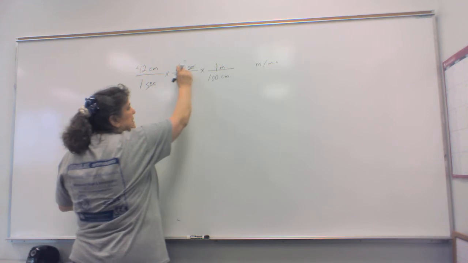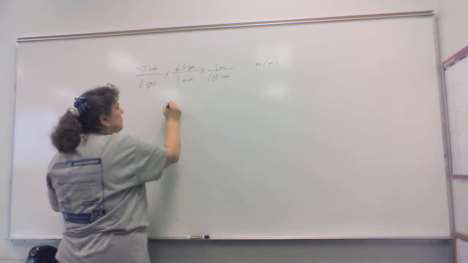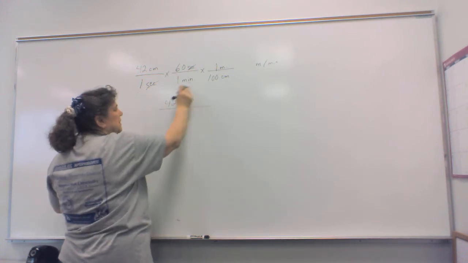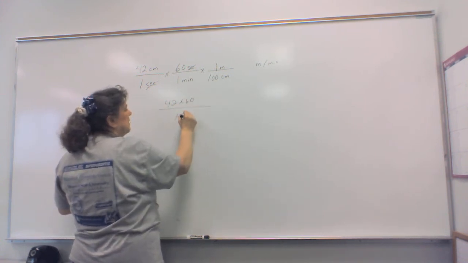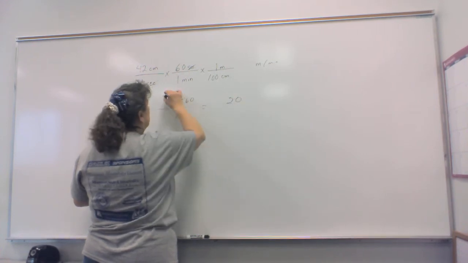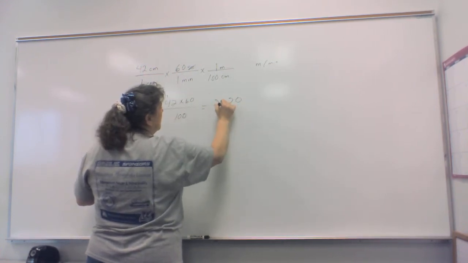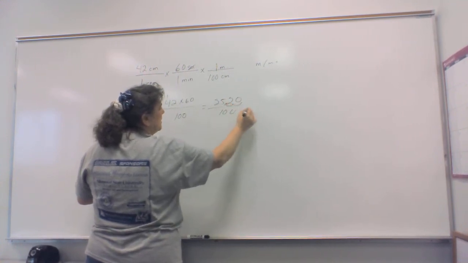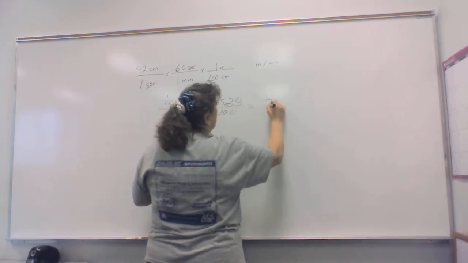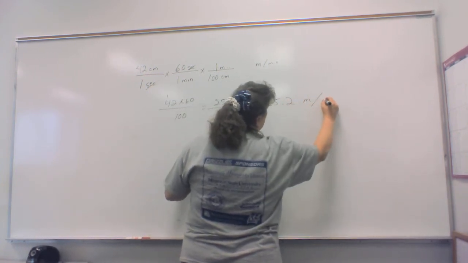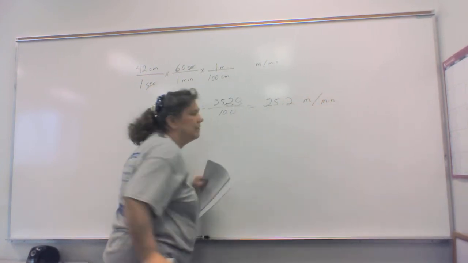You multiply straight across on top, so you'd have 42 times 60. You multiply straight across on the bottom, which is divided by 100. That's going to be 2,520 divided by 100, which is a movement of the decimal 2 places. So this is 25.2 meters per minute.